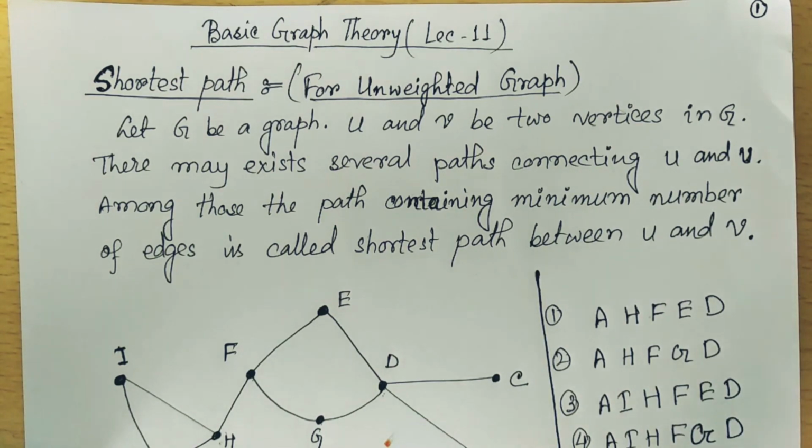So shortest path means if G is a graph and U and V are two vertices in it, then there may exist several paths connecting U and V. Among those, the path containing the minimum number of edges is called the shortest path between U and V.